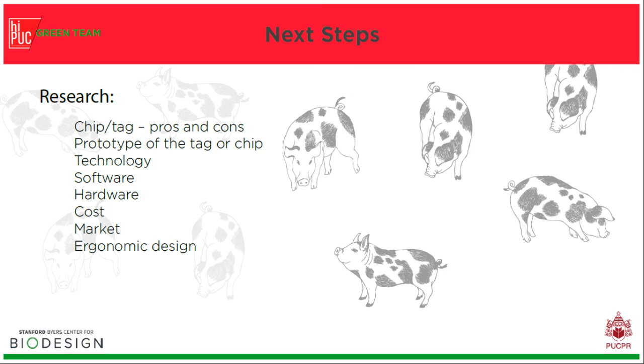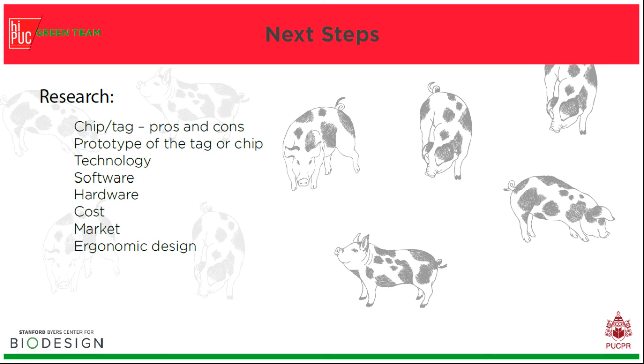We are focusing a lot on nanotechnology for the production of the chip, but we plan on 3D printing a prototype. In terms of technology, we need to establish software and hardware. So the software would be the program in which the information would be relayed to the professional, and the hardware would be the chip or the tag that would be sending that information over to the software.